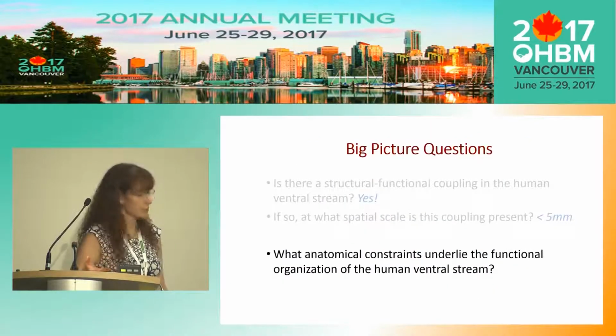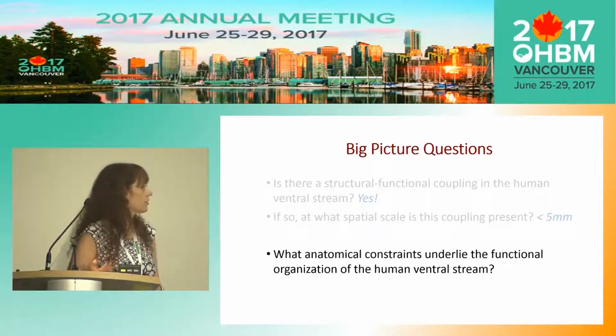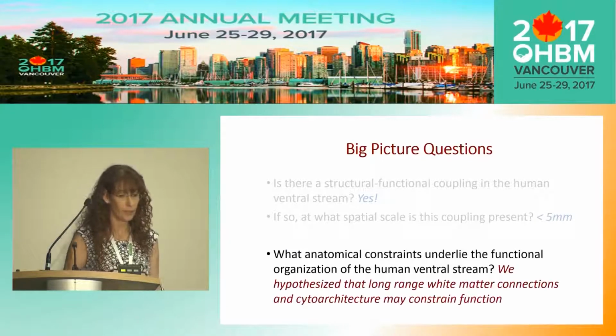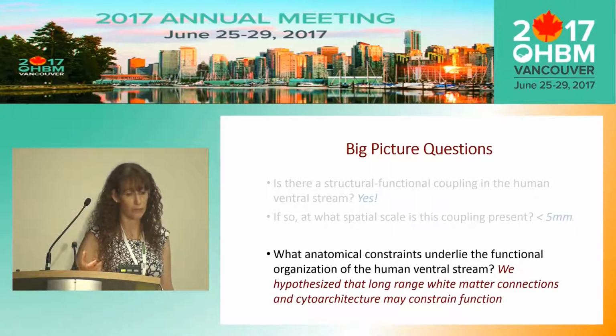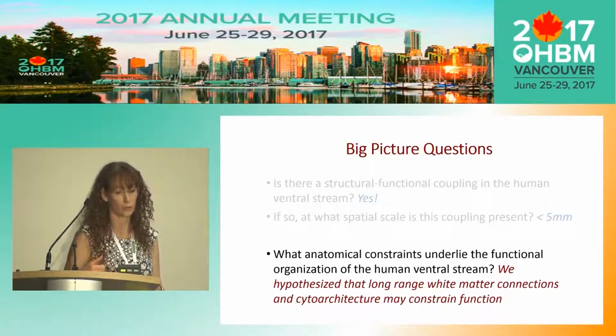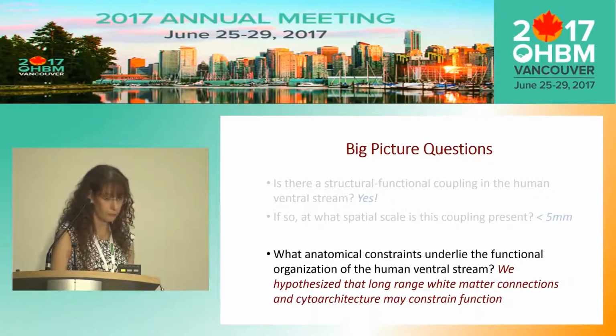This brings us to the second question: what are the anatomical constraints that underlie this functional organization of the human ventral stream? And we hypothesize that two factors might constrain this organization. One is long-range white matter connections, and the second is a cytoarchitectonic structure that might constrain this function.